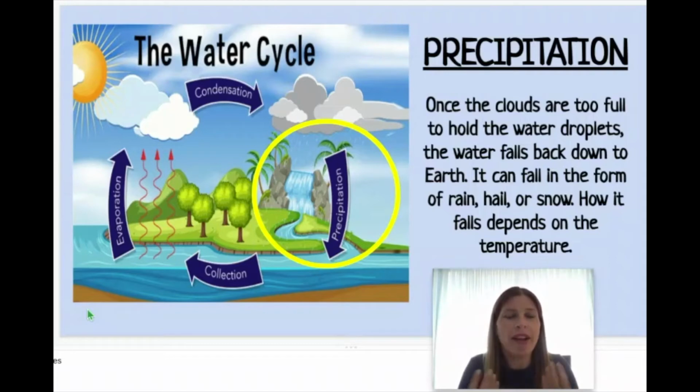So we know that in the winter, a lot of times it's colder, and when the clouds fill up, it will fall back down to earth as snow. But now we're seeing that the temperatures are warmer around here, and the precipitation that is falling is rain because the temperature is warmer. Now that it's falling back to earth, where does it go? Now it's time to move on to collection.